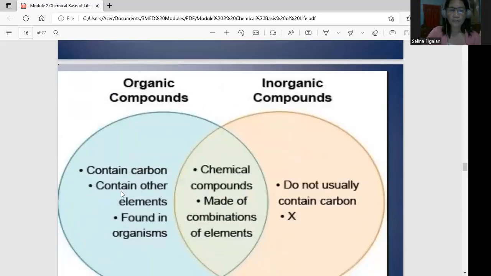The organic compound is made up of carbon, while your inorganic compound has none. But both of them are chemical compounds. For example, organic compounds are the nucleic acids. Do you remember the elements which are present in your nucleic acids: carbon, hydrogen, and oxygen, CHO?